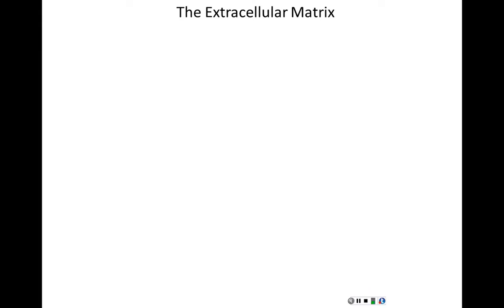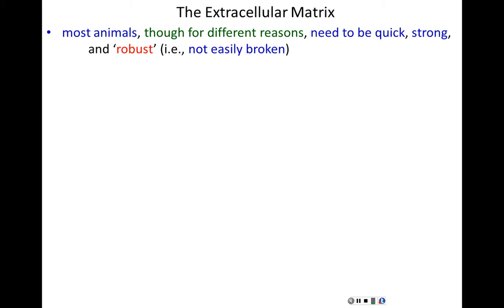Most animals need to be quick, strong, and robust. By robust, we mean not easily broken, able to withstand some type of trauma, some type of stress. So, of course, for different reasons, animals require this. A lion needs to be quick, strong, and robust so that it can catch its prey and survive by eating. Deer or antelope, whatever it is lions eat, need to be quick, strong, and robust for completely opposite reasons, so that they are not eaten, so that they can survive to another day. But all animals need to be fast, strong, and durable.